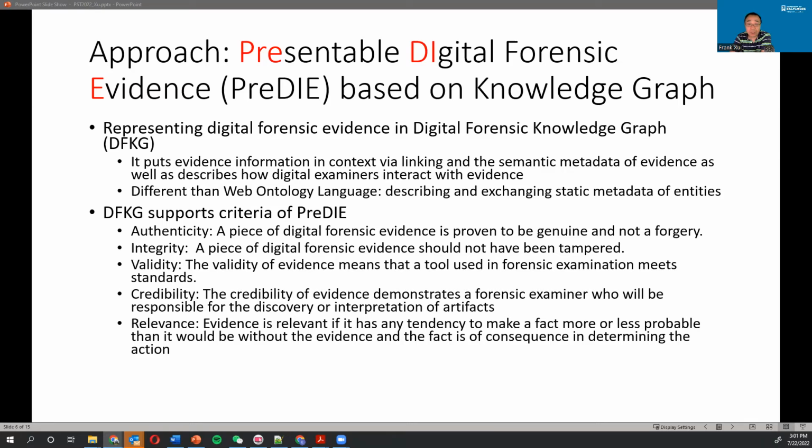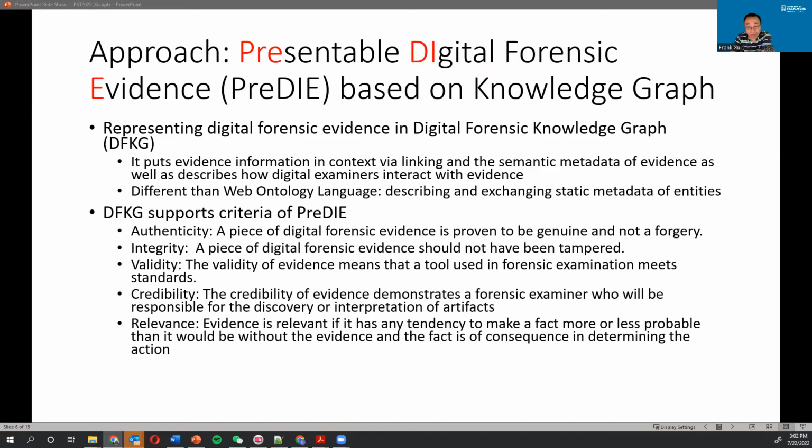Authenticity. A piece of digital forensic evidence is proven to be genuine and not a forgery. Integrity. A piece of digital forensic evidence should not have been tampered with. Validity. The validity of evidence means that a tool used in forensic examination meets standards. Credibility. The credibility of evidence demonstrates a forensic examiner who is responsible for the discovery or interpretation of artifacts.